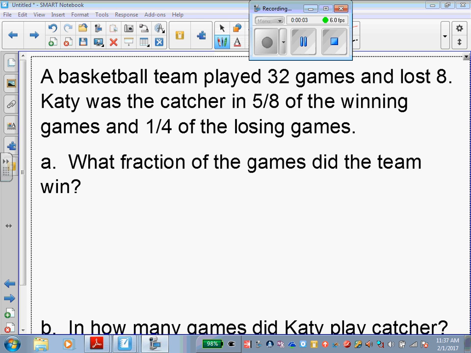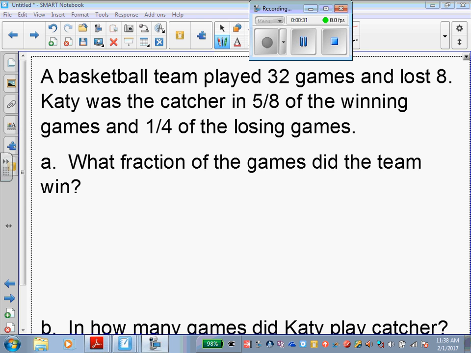So on your paper, we're looking at lesson 12 problem set. Gabe has already pointed out that we're talking about baseball and not basketball, but I typed basketball, so we'll deal with that. A basketball team played 32 games and lost 8. Katie was the catcher in 5/8 of the winning games and 1/4 of the losing games.